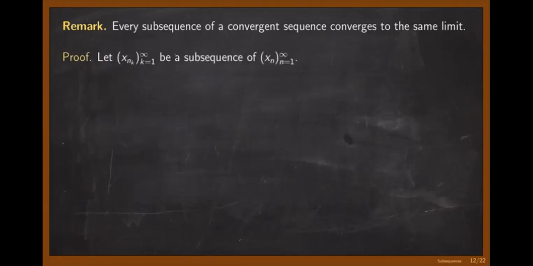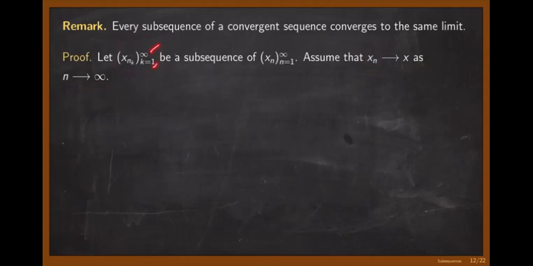Let's take a subsequence of x sub n, and suppose x sub n converges to x as n approaches infinity. Sometimes I write this as an emphasis, that the index that moves here is n. When you compare it with the subsequence, the index now is k. It is k that moves from 1 to infinity.